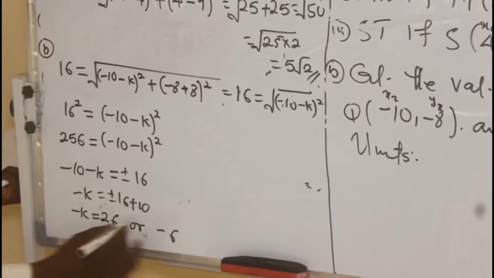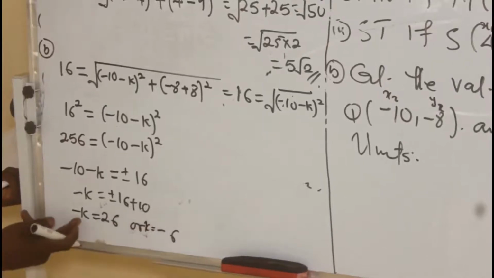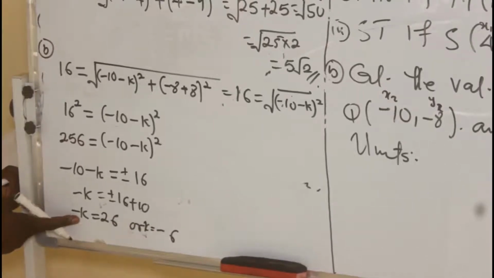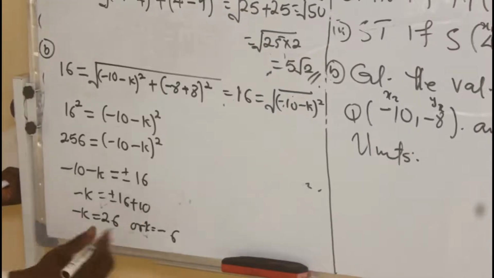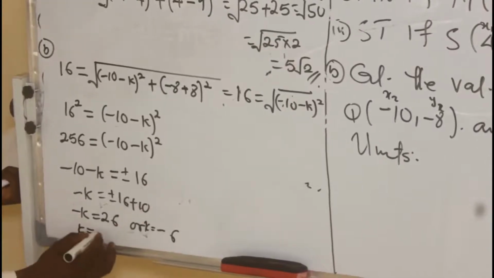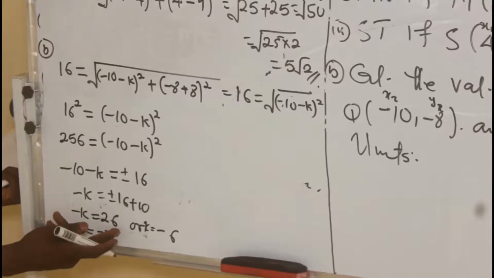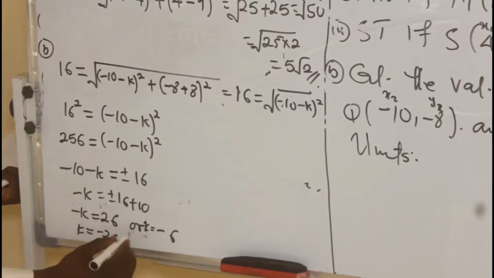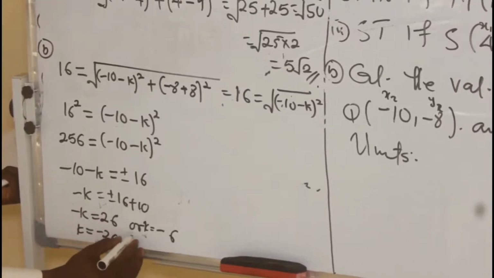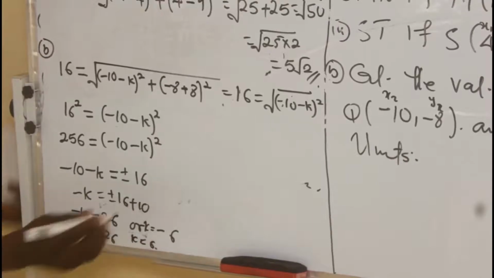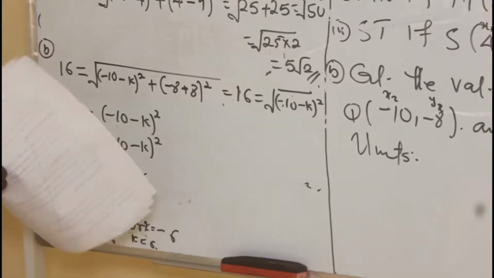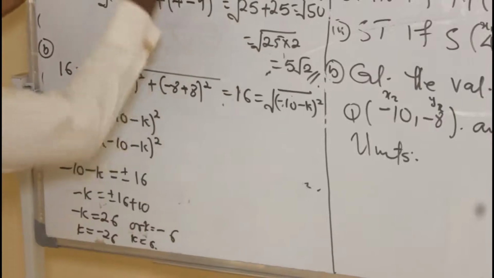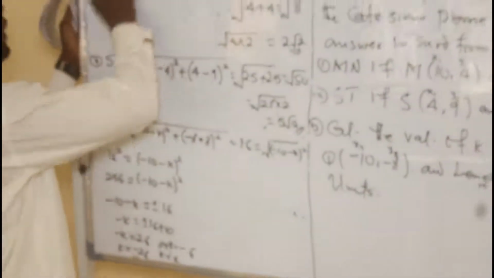So what are you going to do? You are going to divide both sides by minus, so that this negative will go. Then class, what is our k? It's either k is equal to minus 26 when you divide both sides by minus here, or k is equal to 6. So that is how we find the distance between the 2 points. Are we together?